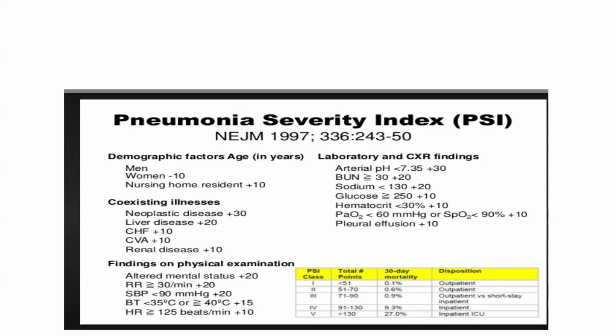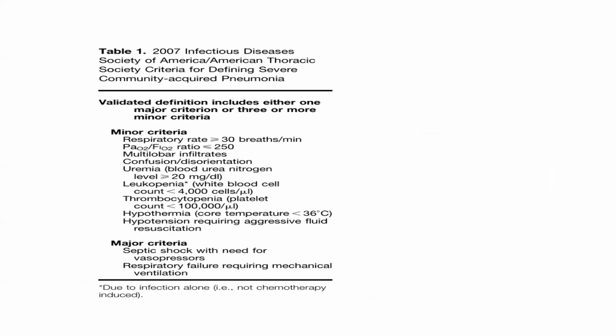So if this score is between 50 to 70, then we can manage the patient on an outpatient basis. 71 to 90 is a somewhat intermediate score, so we can take a proper decision whether we should discharge the patient and manage on an outpatient basis, or whether we should admit the patient for a short stay. If the score is between 90 to 130, then definitive admission is required. And if it is more than 130, then it is associated with a high mortality rate of 27% and the patient needs ICU admission. So we'll see what severe pneumonia and non-severe pneumonia are according to IDSA.